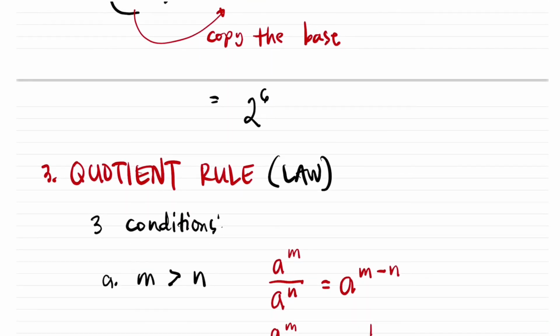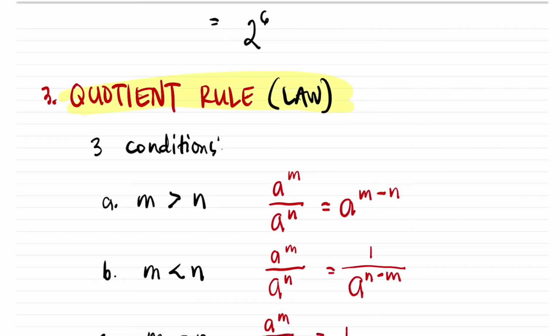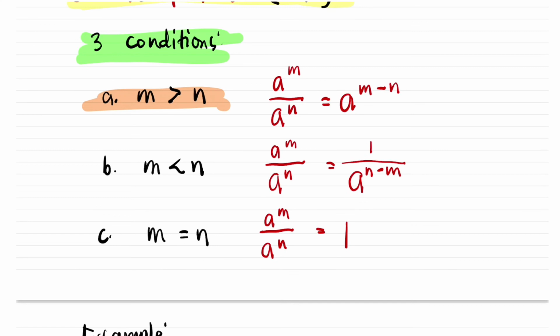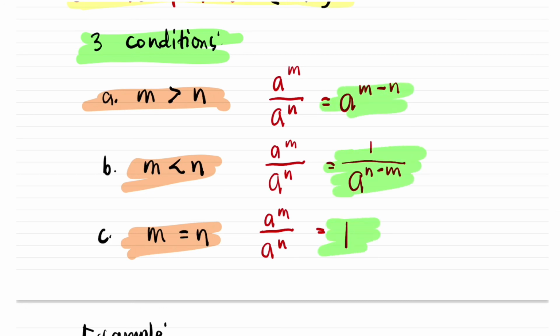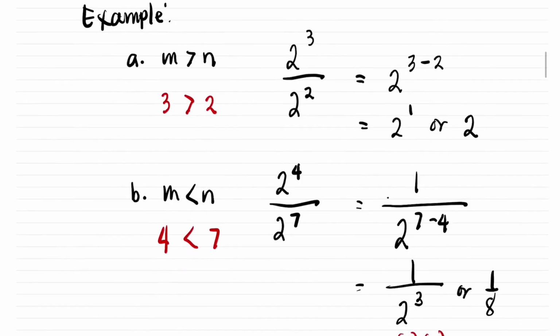Next is the quotient rule or the quotient law. Quotient means division. When you do division, you have 3 conditions. The first condition is m is greater than n, then m is less than n, and m is equal to n. So we have the pattern here. Observe the pattern. Anything that is equal gives 1. We have an example here.